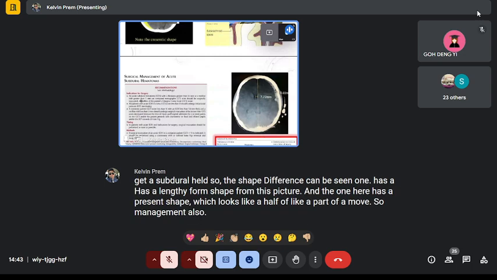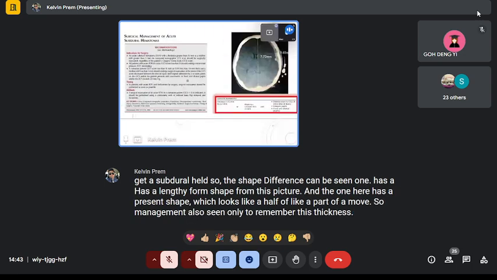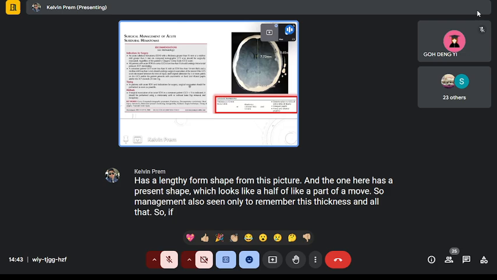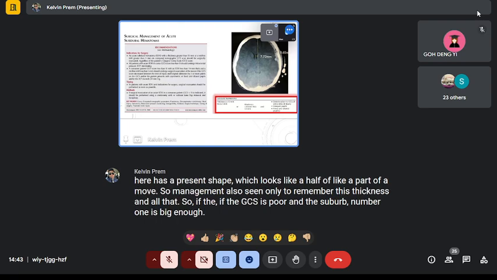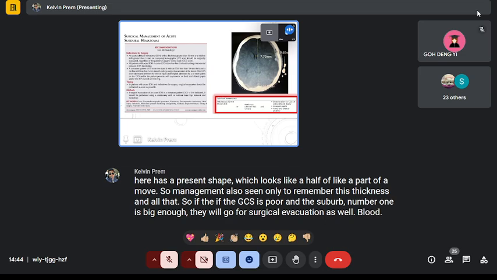So management is also the same. No need to remember the thickness and all that. If the GCS is poor and the subdural hematoma is big enough, they will go for surgical evacuation as well, clot evacuation.